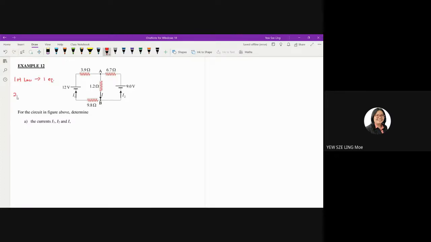And then the second law will give you two equations. Well, actually, you can get three equations from it though, but we just need two. Which three? Why do I say three? You have a first loop, this is your second loop, this is your third loop. That's why you should be able to obtain three equations from the second law. But we don't want three. We just want two out of three. So it is up to you which two you want to use.